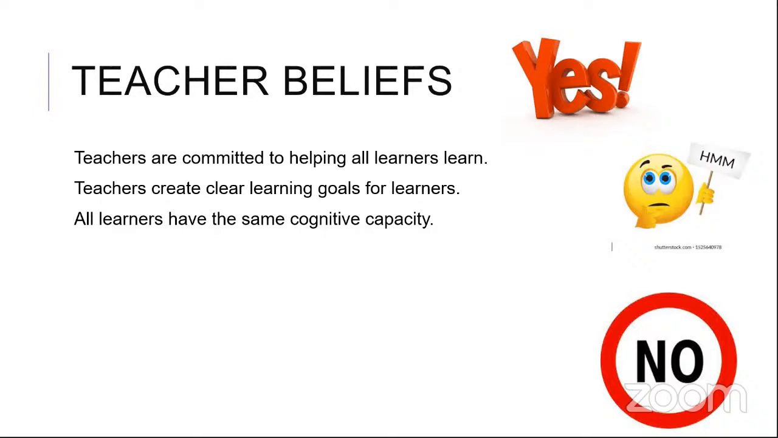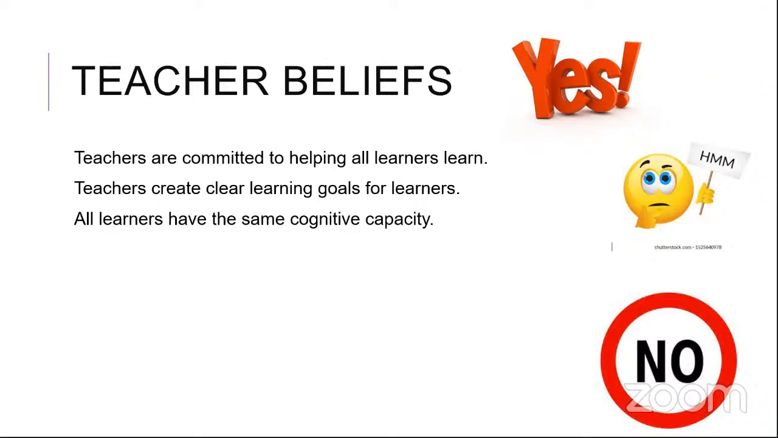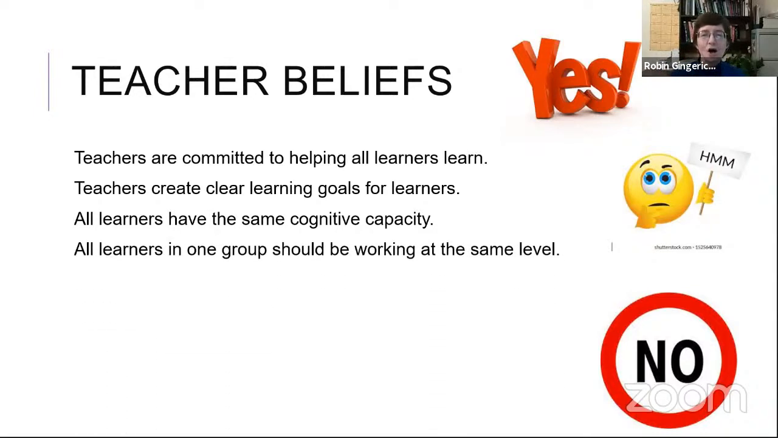Oh, no, definitely no. Okay. We go to the next one. Okay, we got lots of no's there, right? Okay, yes, let's start the next one. All learners in one group should be working at the same level. All learners in one group, in one lesson, should be working at the same level. What do you think?